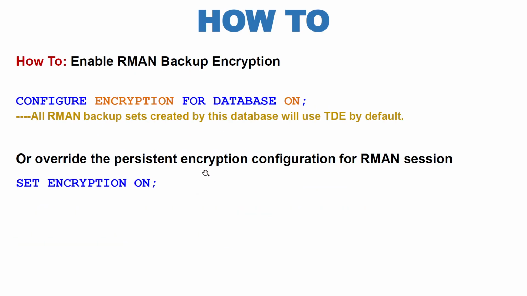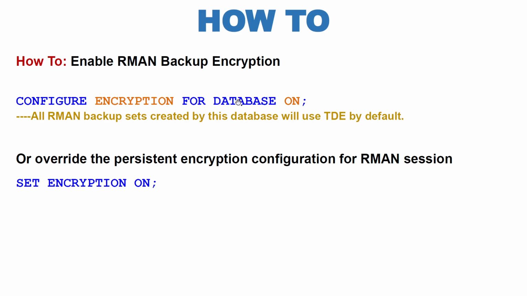Now, if you want to take RMAN backups, there are two ways of doing this. You can set this particular parameter. This is the persistent setting, which means that once you set this parameter, all the RMAN backups that you create will use TDE by default. So they will be encrypted in nature.